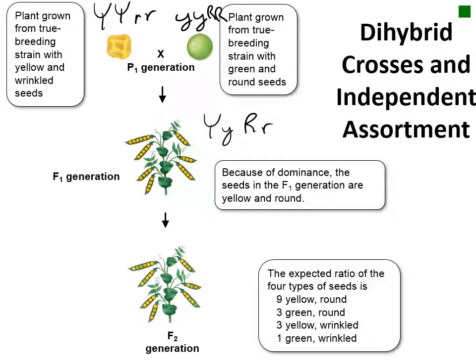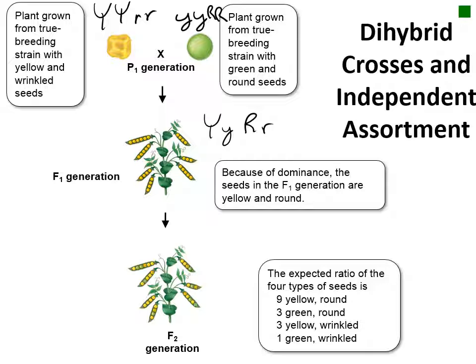Mendel's main question was, do the two traits always have to be inherited together? So will yellow seeds always be wrinkled and green always be round? Based on these F1 plants, it is clear that the two traits do not have to remain together. This is the principle of independent assortment, which states that the segregation of one set of alleles of a gene pair is independent of the segregation of another set of alleles of a different gene pair.